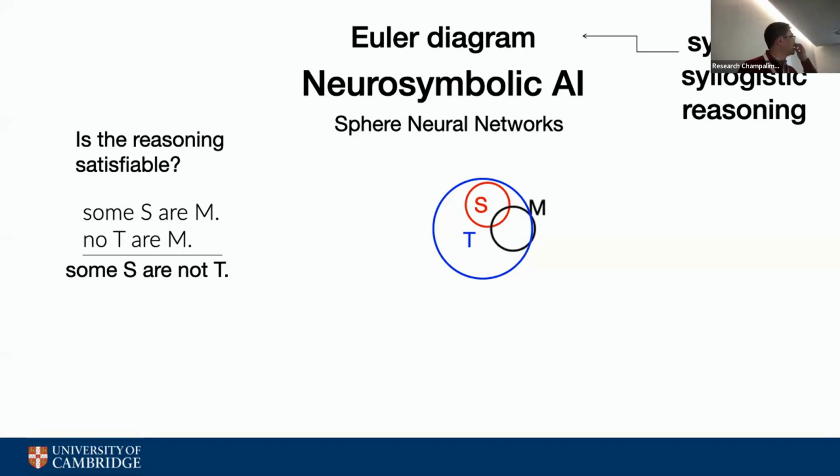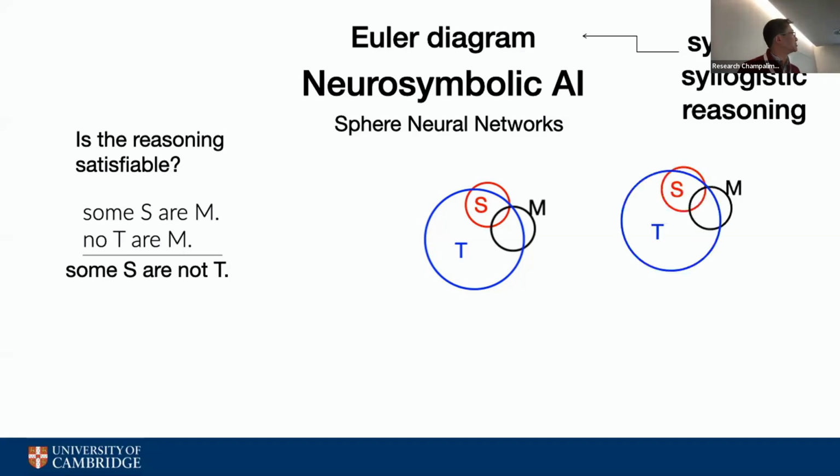Some S are not T, so S should not be part of T. So we move T a little bit away. And for the last statement, no T are M, we need to update M without breaking the already established relation with S. So it will rotate around S and then move away from T. As long as the three statements are satisfied, this is the configuration, and the network will stop and say the reasoning is satisfied.